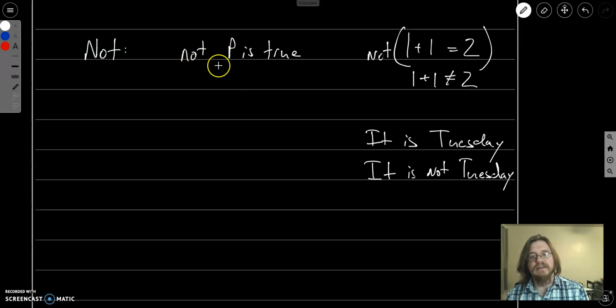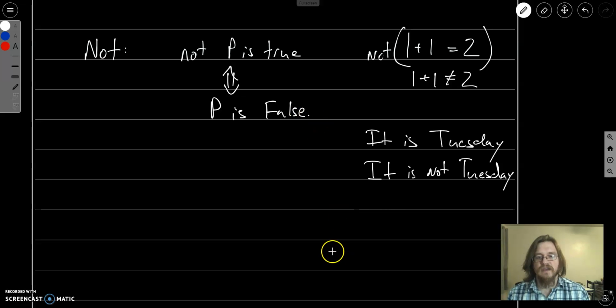And if the negation of a statement is true, that's the same thing as just saying that the original statement is false. So it's either Tuesday or it is not Tuesday. If it's Tuesday, then the first statement is true and the second statement is decidedly false. If it's not Tuesday, then the first statement is false and the second statement is true. So when you have a proposition, either it is true or its negation is true. One or the other must be true.